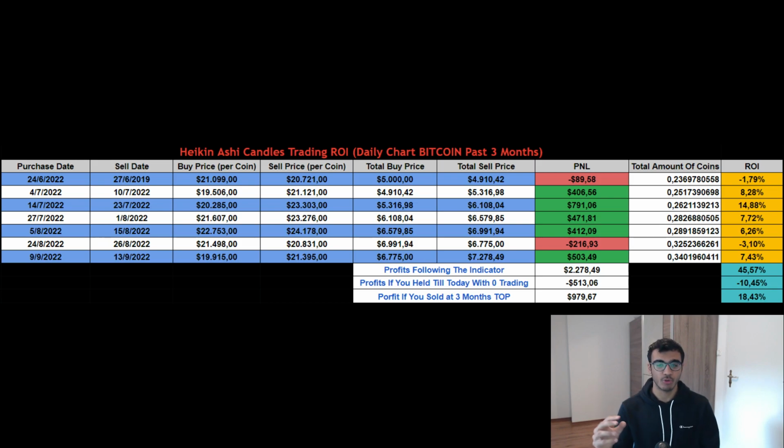Not to mention that if you held the past 3 months, you would be down 10%. And even if you sold the 3-month top at slightly over 25k, you would still have made less money than with the Heiken Ashi candles.